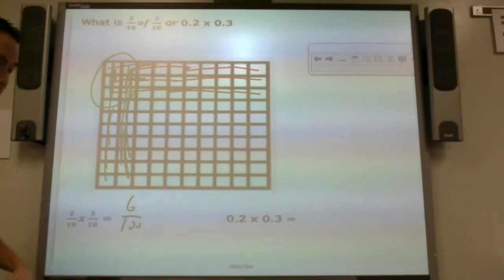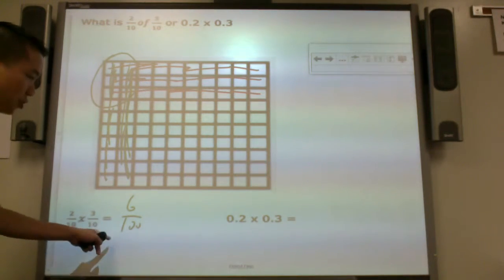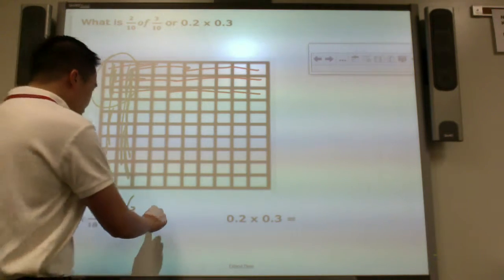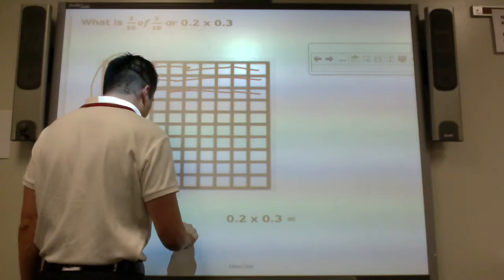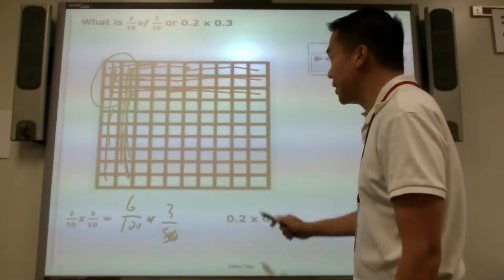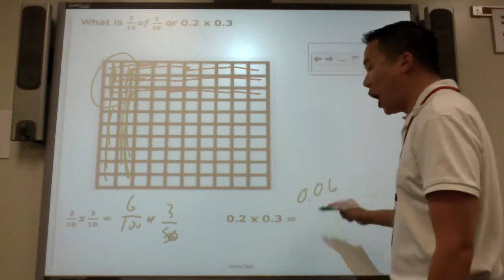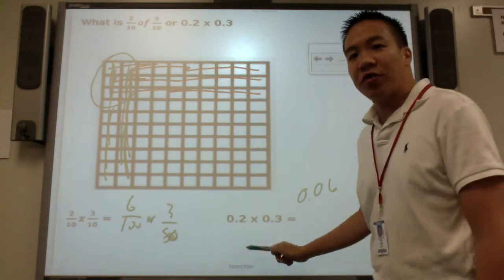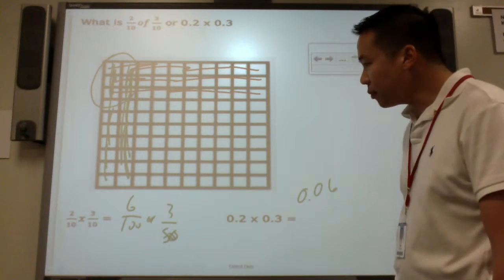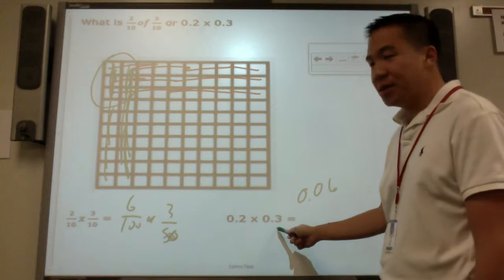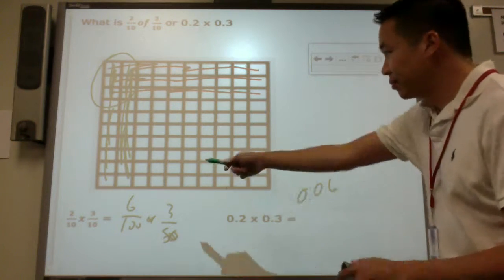Let's look at the equation model. 2/10 times 3/10, multiply across, is 6/100. That could be simplified to 3/50. But what is 2/10 times 3/10? 6/100. Do you notice how a fraction is equivalent to a decimal? It is the exact same problem. So 2/10 of 3/10 is 6/100.